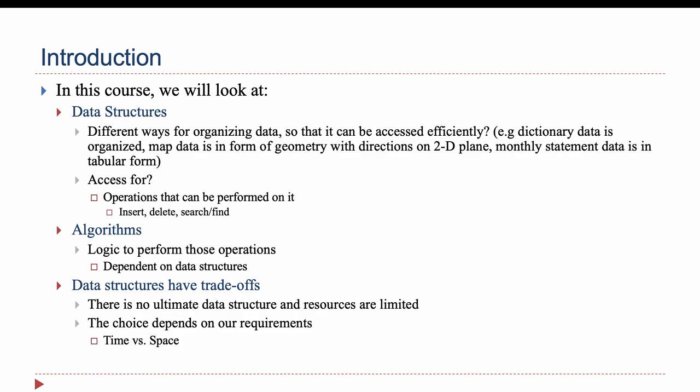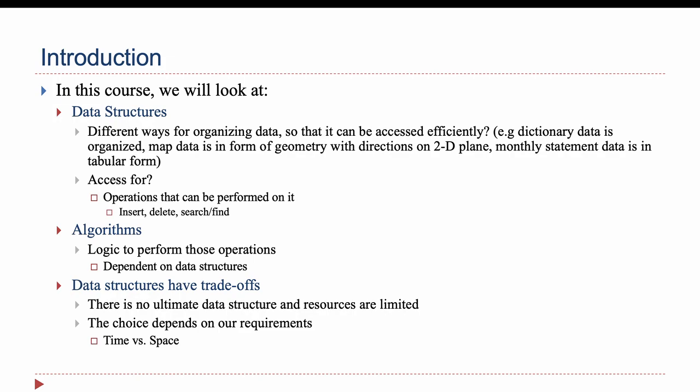Data structures provide us with access to the data and the operations that can be performed on it. For example, we can insert data into the structure, delete data from it, and search for data within it. Now let's move on to the algorithms. Algorithms are the step-by-step procedures that we use to perform these operations on the data structures. They are dependent on the data structures we use, as different structures require different algorithms to manipulate them.